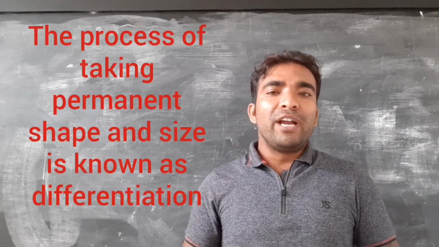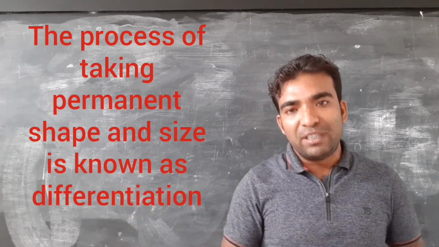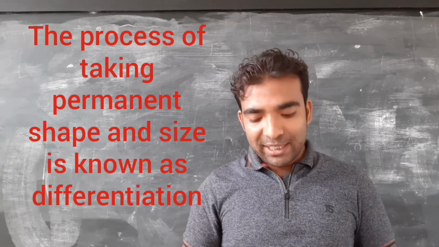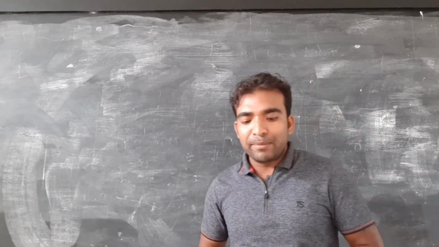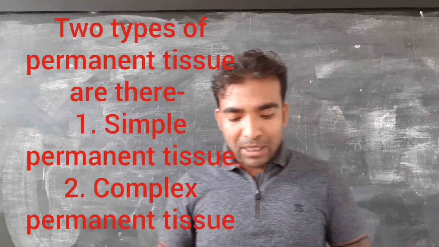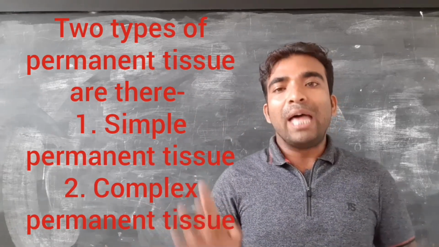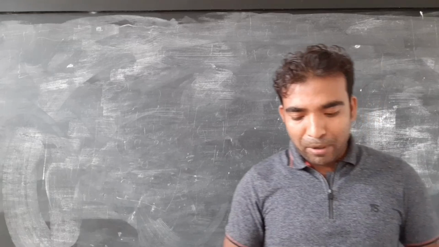And this process of taking a permanent shape and size and losing the capability of division is known as differentiation. Mainly, we can find two different types of permanent tissues in the plant's body. These two types are simple permanent tissue and complex permanent tissue. Now we will discuss the simple permanent tissue.